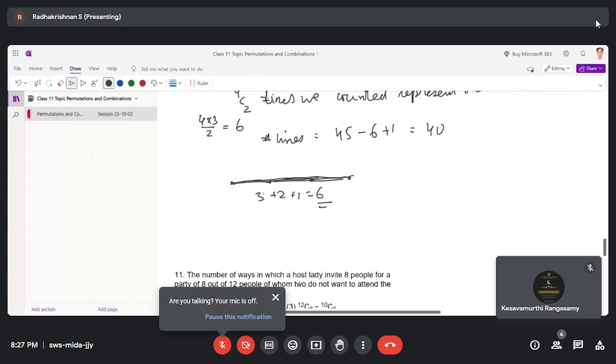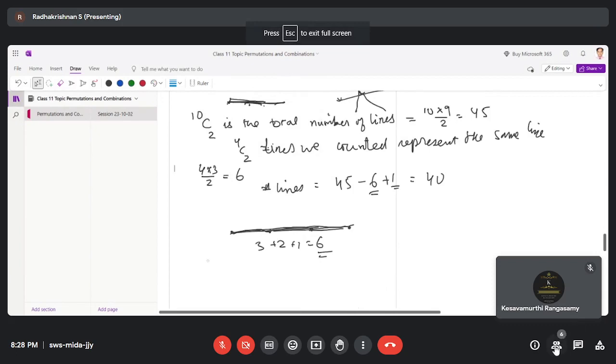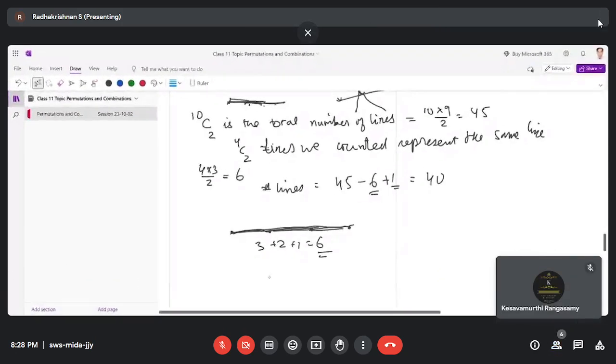Okay. So that 6 we should have counted as 1. That is the point. Got it right? Sir, why adding +1? +1 because there is one line. So all these 6 combinations we counted as 6, but we have to count it as 1. So that line is there. We have to count it once. The thing is we should not count it as 6, but we should count it as 1. And also we add 1. Okay, sir. Correct?